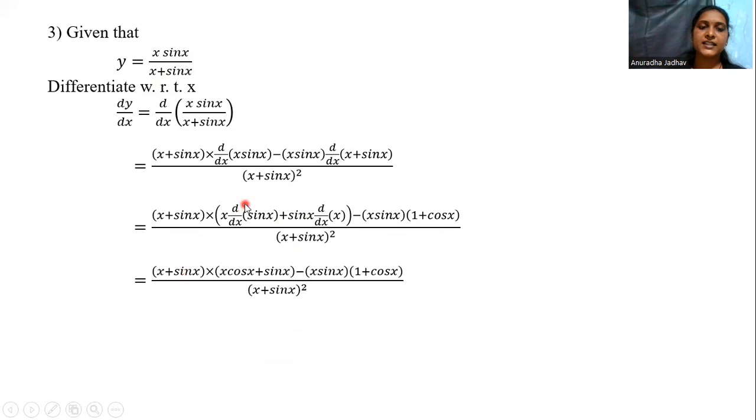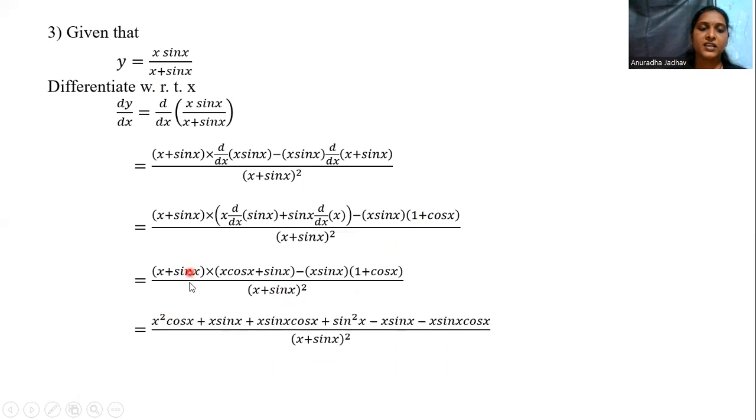x plus sin x as it is, x as it is, derivative of sin x is cos x, sin x as it is, derivative of x is 1, minus x into sin x, 1 plus cos x as it is, and the denominator is also as it is. Here take the multiplication of these two brackets: x into x, x square cos x, plus x into sin x, plus x into sin x into cos x, plus sin x into sin x, sin square x.